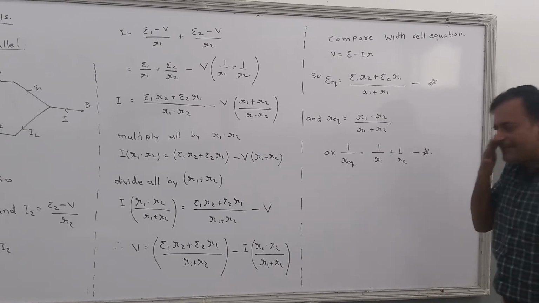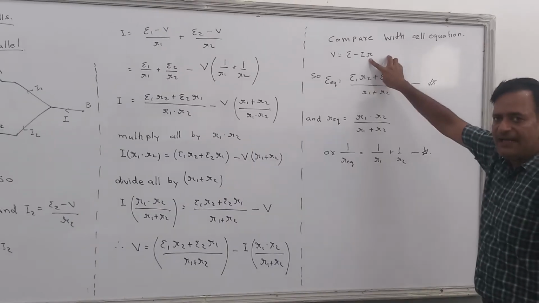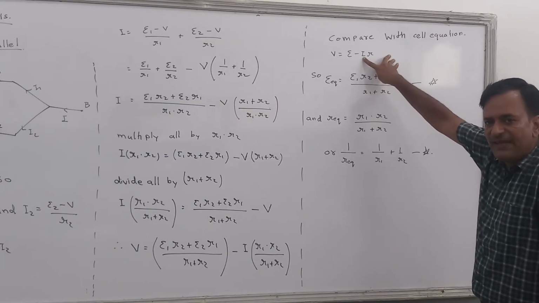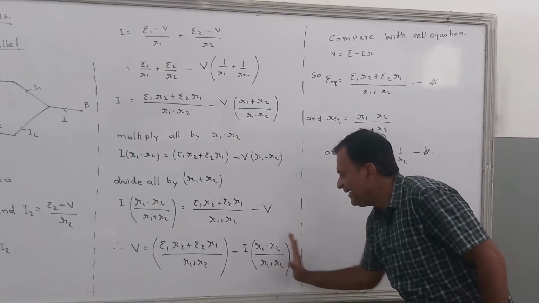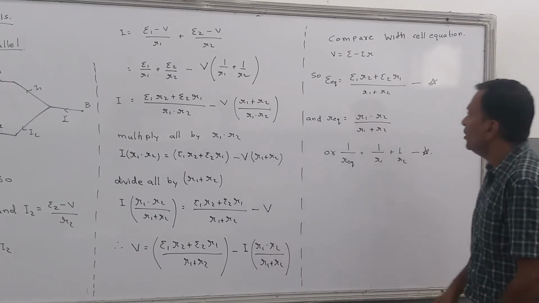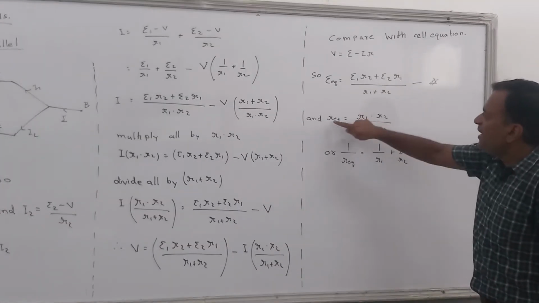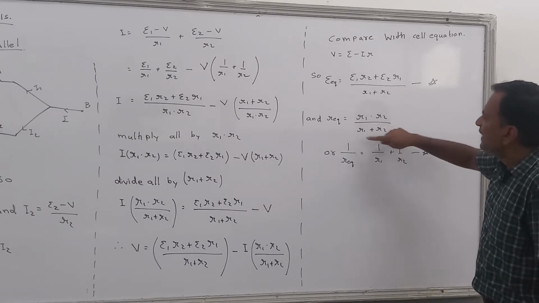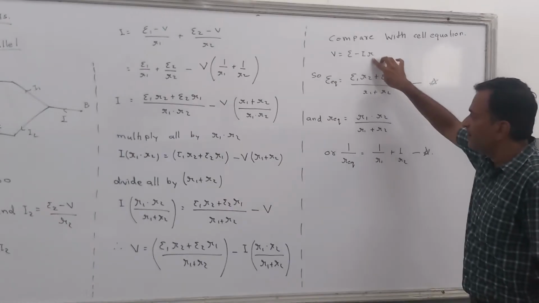Okay. Now the last comparison. This is internal resistance multiplied with I. This must also be internal resistance multiplied with I. So, what is this? This is the equivalent internal resistance. This is this.